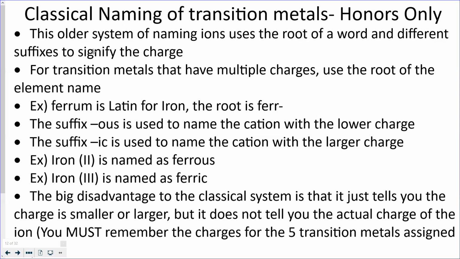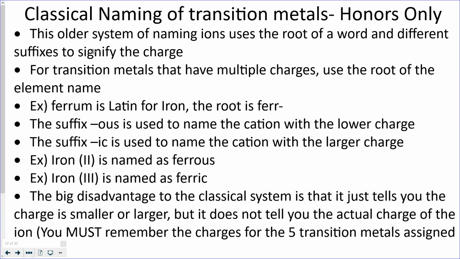For transition metals that do have multiple charges, we take the root of the element name, and you're going to have to do this for some of them that have their Latin names. So some of the elements where the symbol does not match the name, it is because it comes from its Latin name. So for example, ferrum is the Latin name for iron. So the root of ferrum is going to be that fer. And then we're going to add a suffix to tell us if it is the cation with the higher charge or the cation with the lower charge.